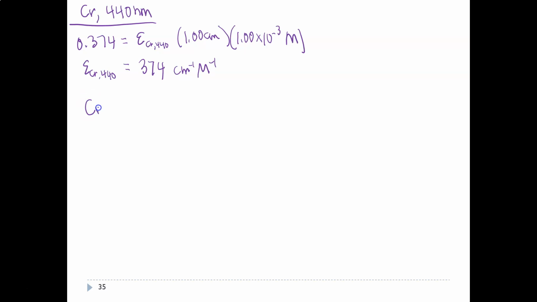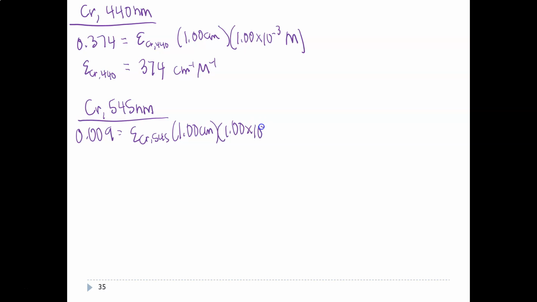Now I'm going to do it for chromium. We were also told that it was tested at 545 nanometers, so I'm just going to take the data values that we were given there, plug them in, do the same thing. Still 1.00 centimeters. So for this entire problem, the path length is 1.00 centimeters. And then we solve for the extinction coefficient of chromium at 545. We get 9, and the unit is inverse centimeter, inverse molarity. So that was for the chromium standards.